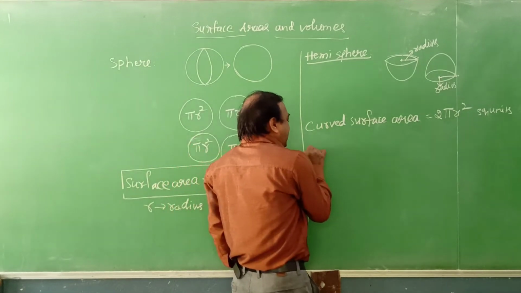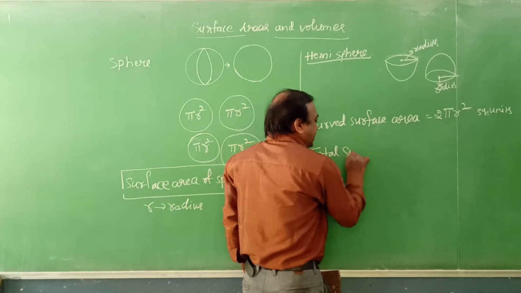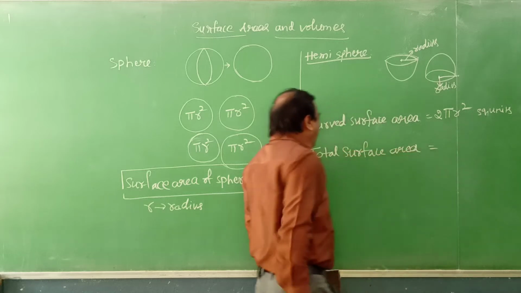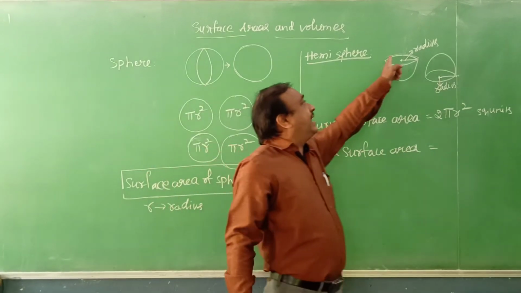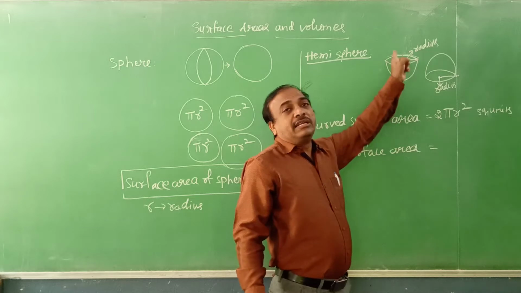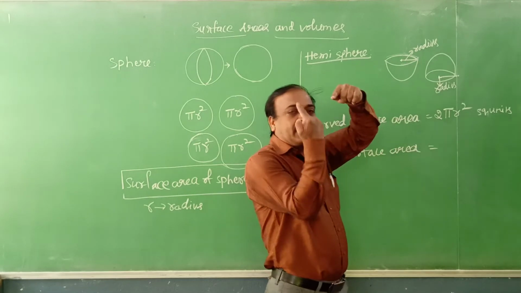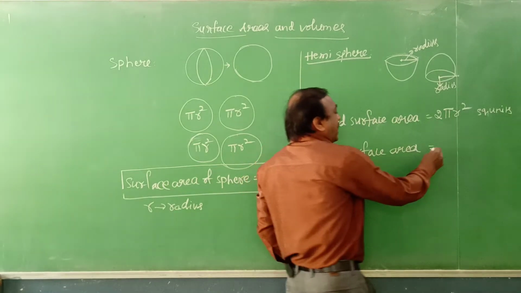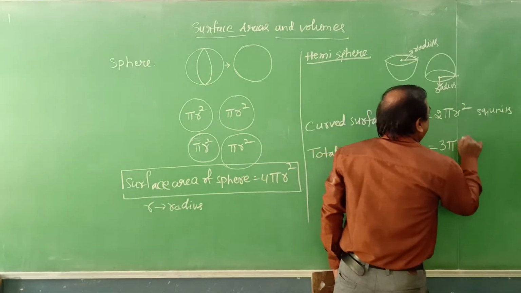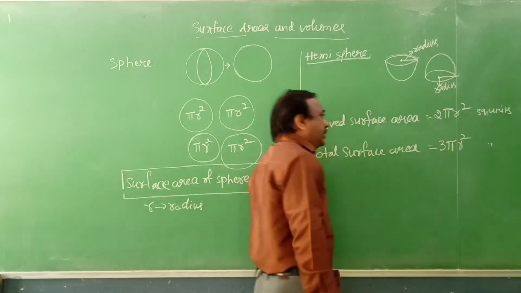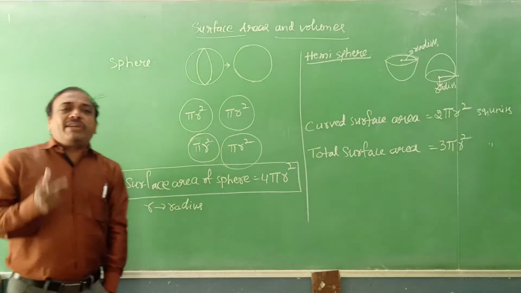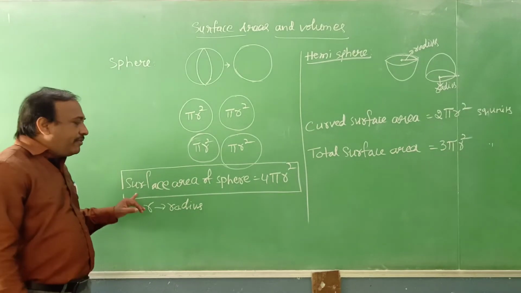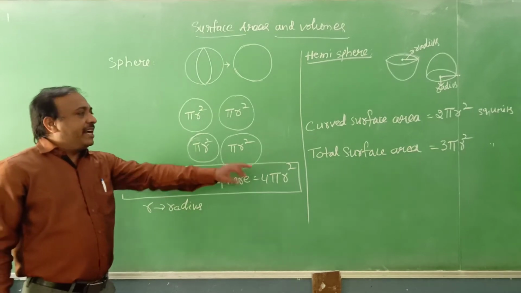Next, total surface area is equal to half of this, including the top, which is covered. The top is in a circular shape, so that is one more circle. So 3 pi r square, in square units. A sphere has only one surface, which is the total surface area, or simply surface area, 4 pi r square.